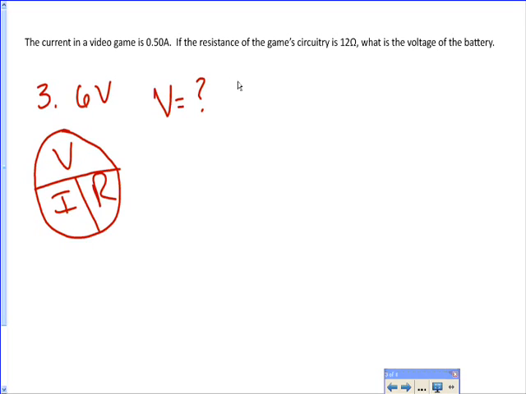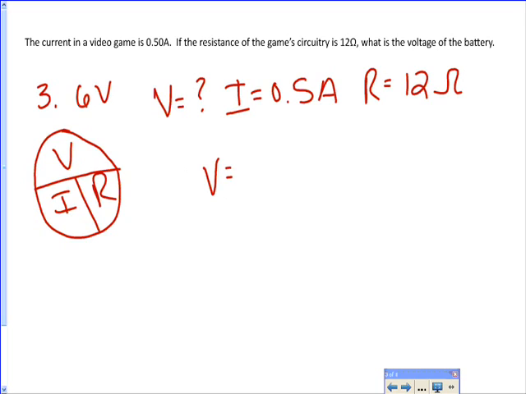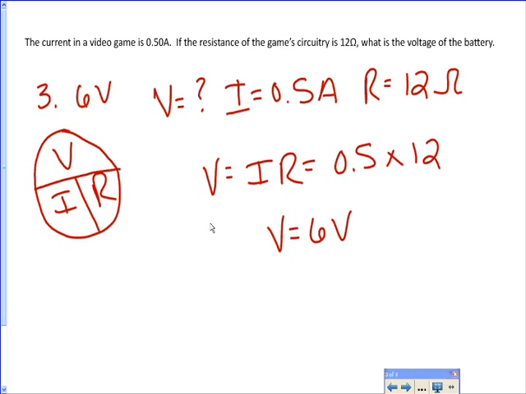The first number is 0.5A. So we have I equals 0.5 amps. And then our next number is 12 ohms, and that's resistance. So let's go ahead. V equals I times R. Let's fill in our numbers. 0.5 times 12. And so voltage for this one is going to be 6 volts.